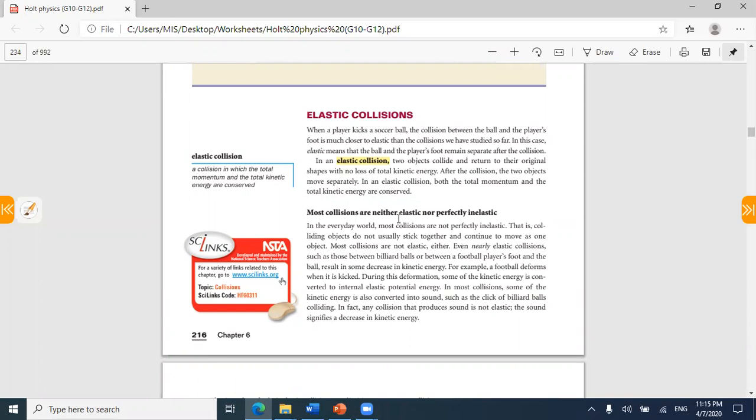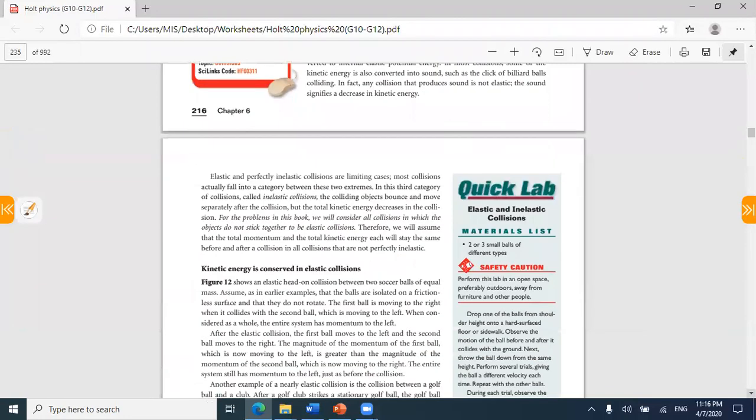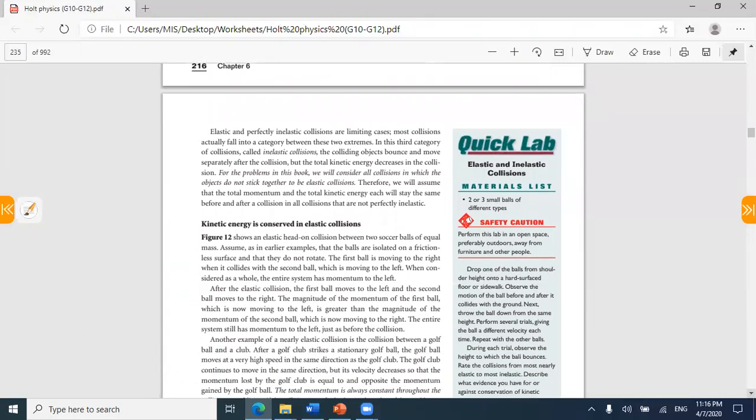You see here, most collisions are neither elastic nor perfectly inelastic. Why? Because we said that for elastic, there will still be some sound, some heat, a little bit of sound, a little bit of heat. And for perfectly inelastic, when they combine, still they will not combine completely, and we can't get the total mass completely.